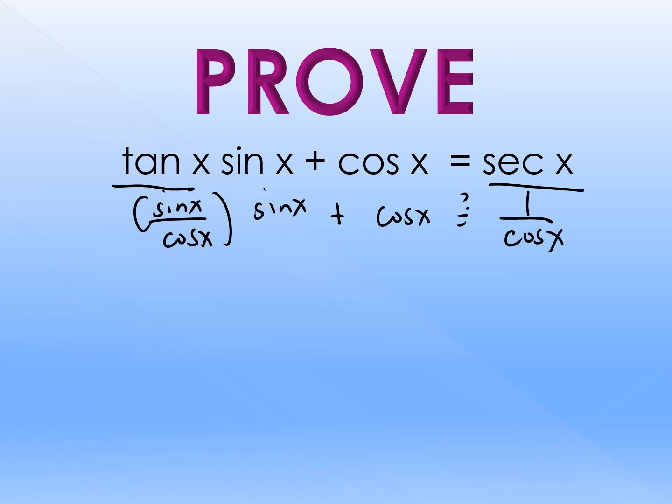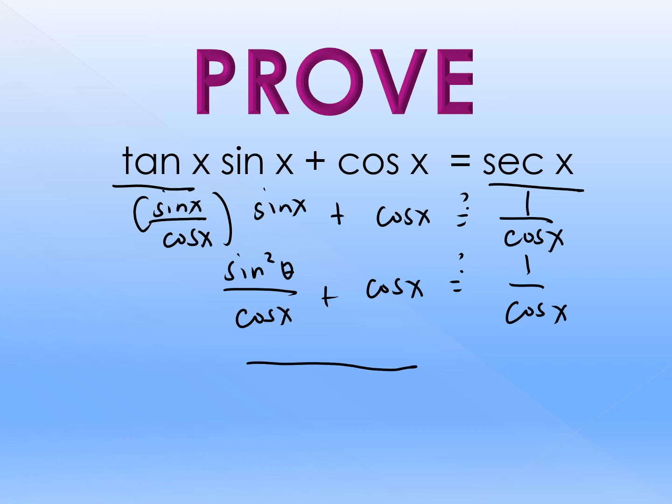Now, let's multiply sine times sine is sine squared x all over cos x plus cos x is equal to 1 over cos x. Let's get the LCD. The LCD is cosine x. Cosine x divided by cosine x is equal to 1 times sine squared x is sine squared x. So the denominator of cosine x is 1. Cos x divided by 1 times cos x is cosine squared x, is equal to 1 over cos x.